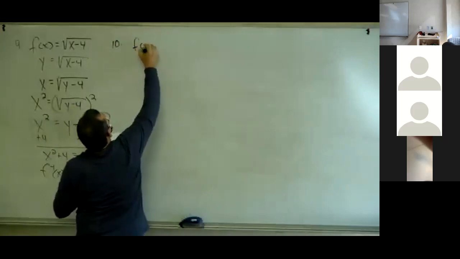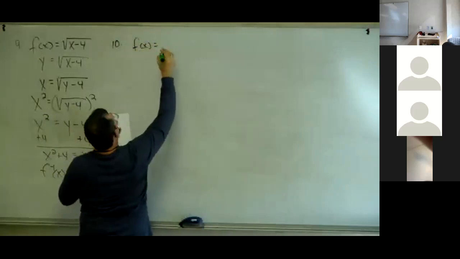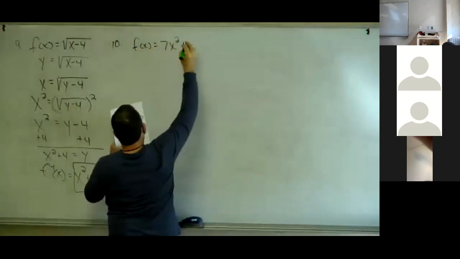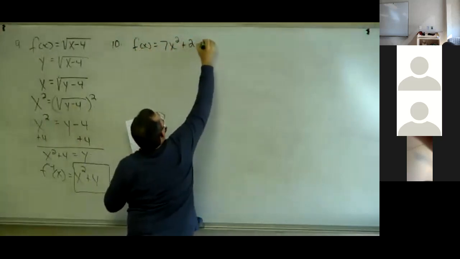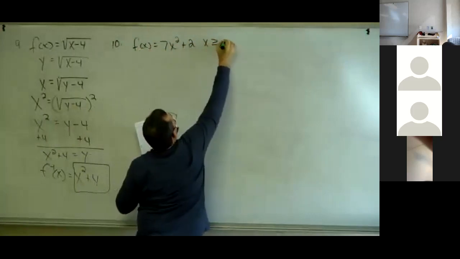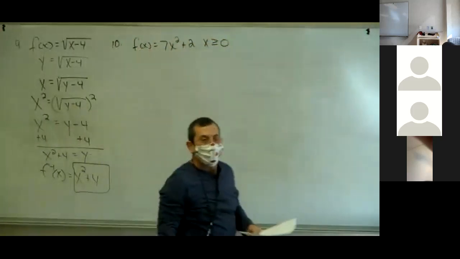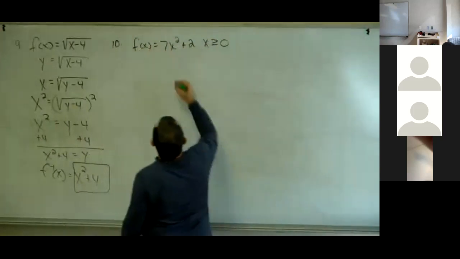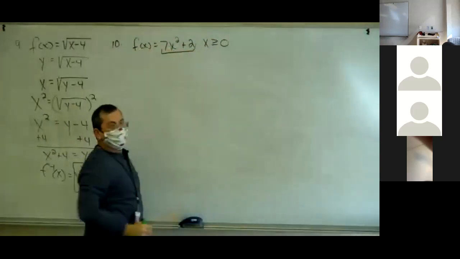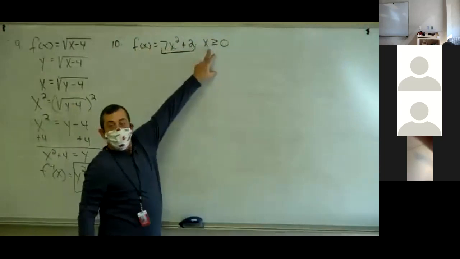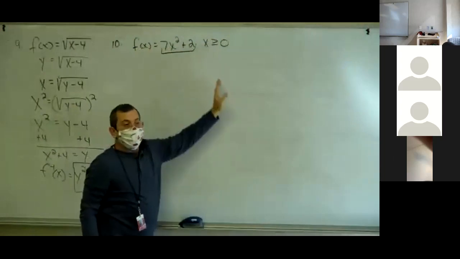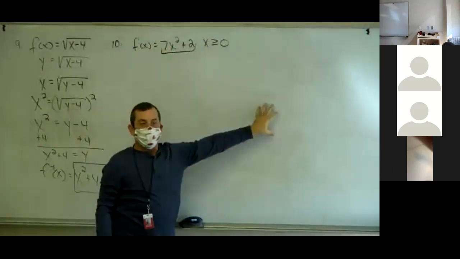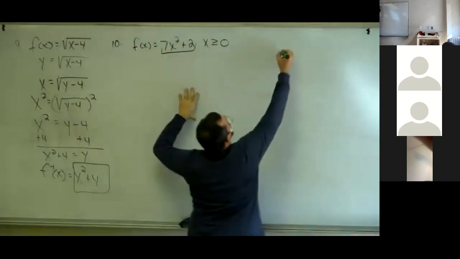So this one gives me f of x equals 7x squared plus 2, and then it's got an x greater than or equal to 0. Now, let me show you what this is. This is the problem right here. What this is telling me is that we don't want no negative x values. We're only looking at the positive x values. And I'm going to show you why they're doing that.